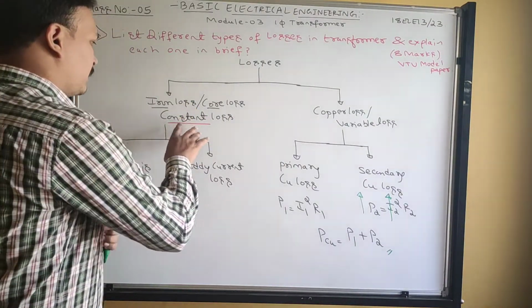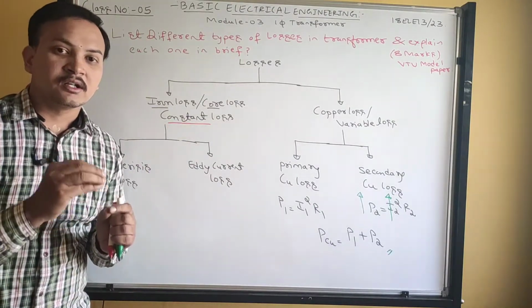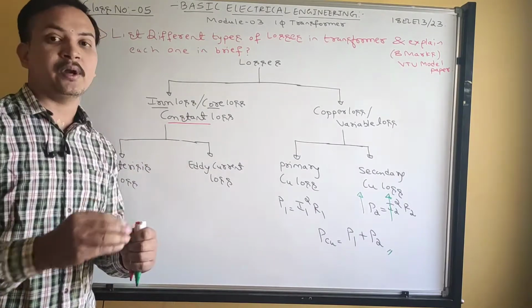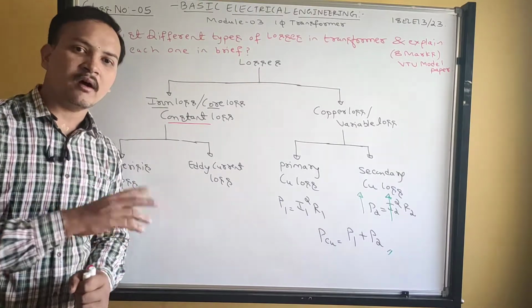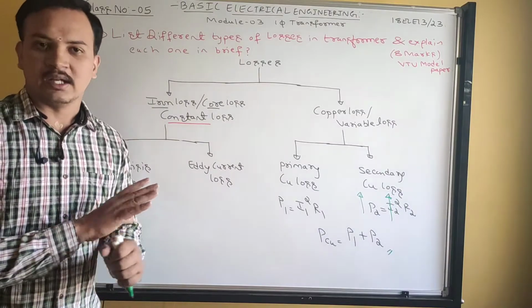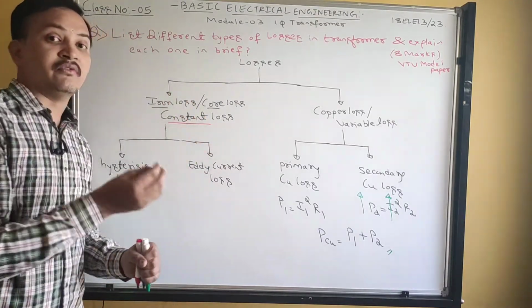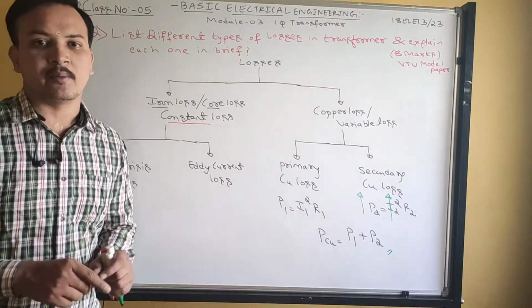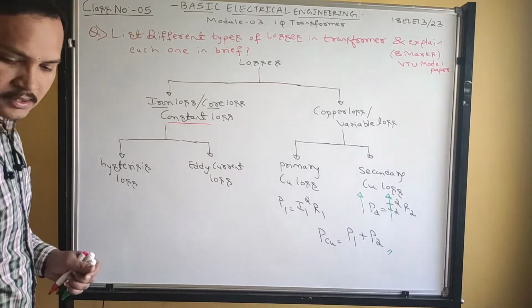See, why it is called constant losses? It means these losses do not depend on load currents. These losses are independent of loading conditions. Whether the transformer is loaded or not loaded, these losses will not change. They remain constant. However, these losses also vary with the internal parameters of the transformer. Okay, so we can discuss in detail.